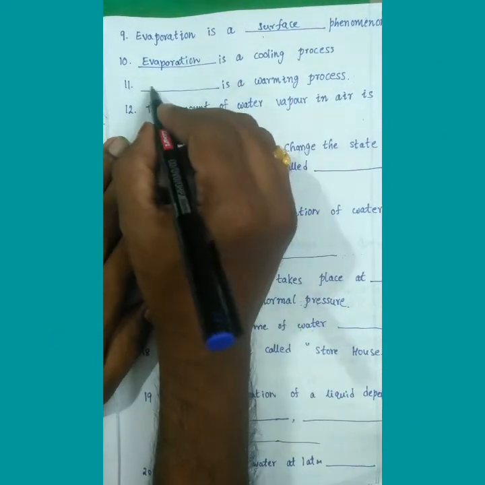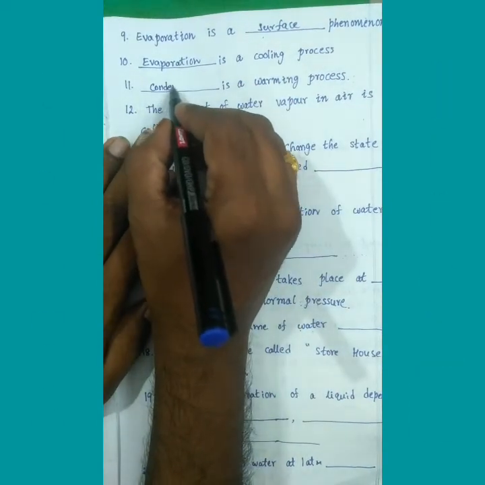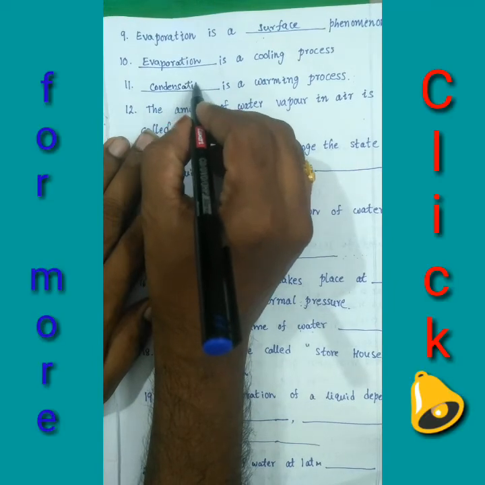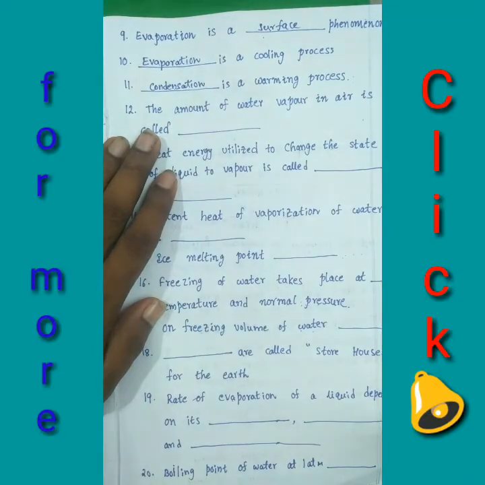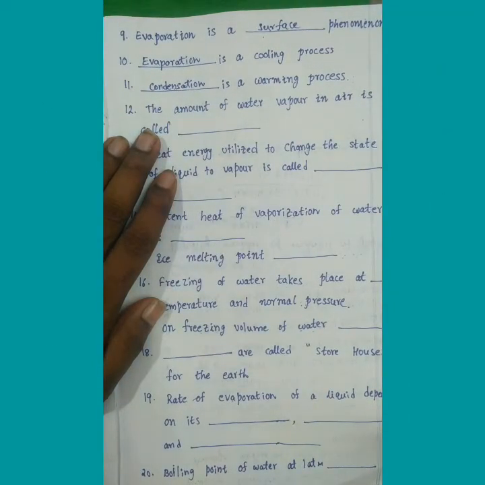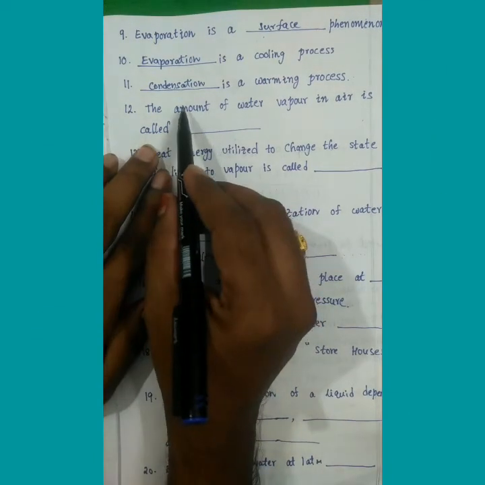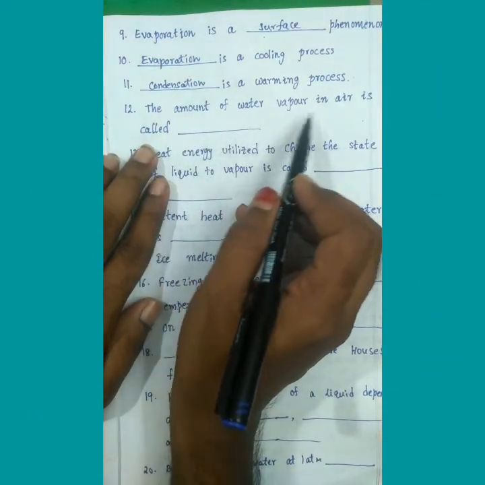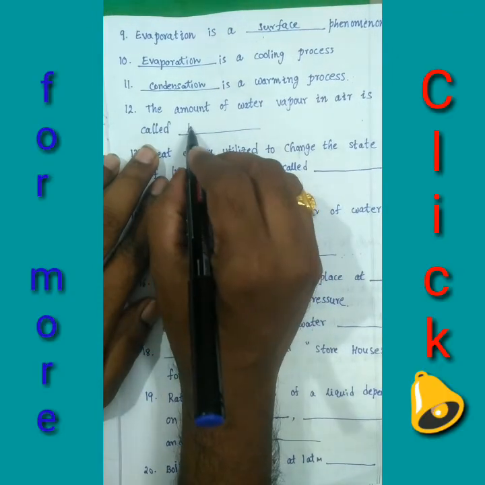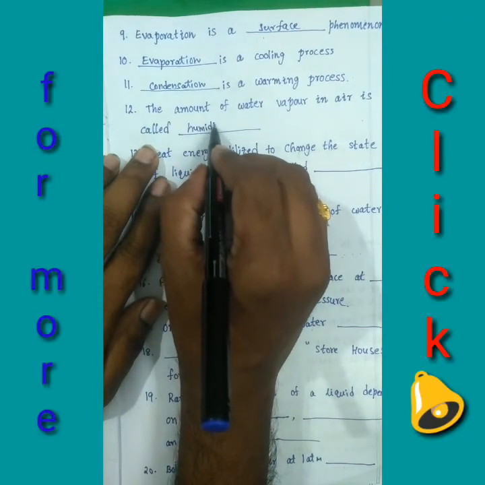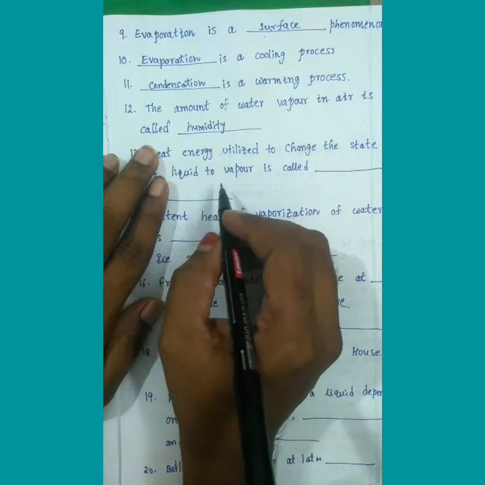Condensation is a warming process. Condensation means, for example, we get rains because of the clouds. The clouds absorb water from the oceans and then convert it into rain. That process is called condensation. The amount of water vapor in air is called humidity. Because of this, we feel sultriness in the summer.